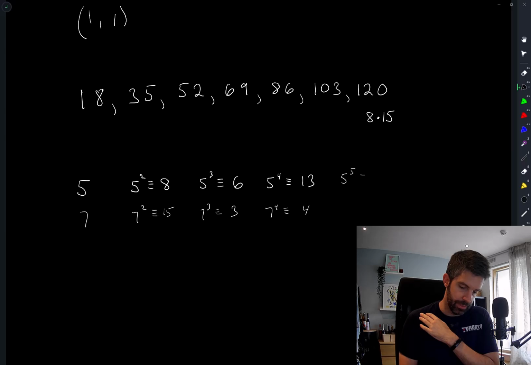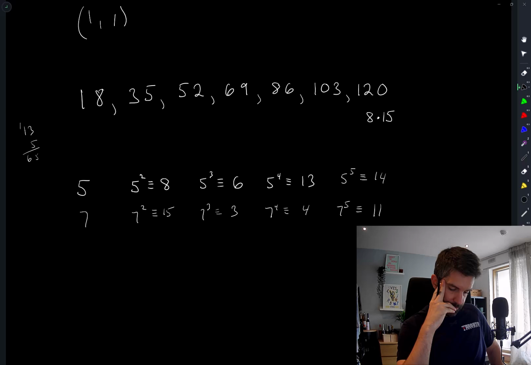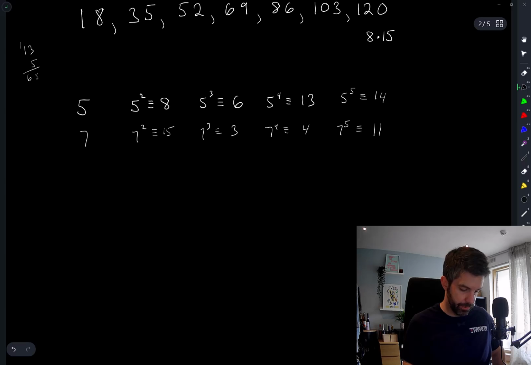So then 5 to the 5: 13 times 5, 65. Mod 17 is 14. 7 to the 5: 28. Mod 17 is 11. Yep. Yeah, I don't like that I'm brute forcing this.